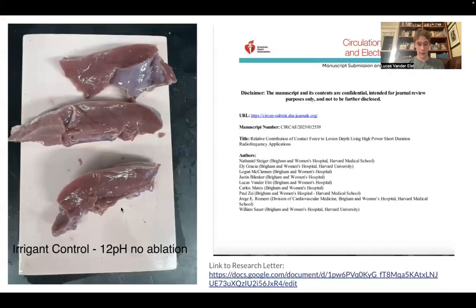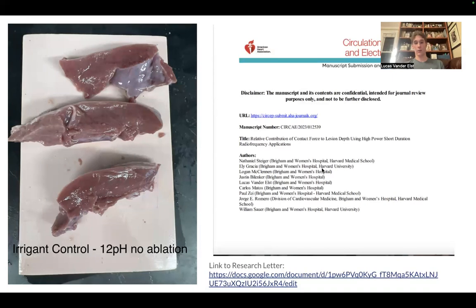So yeah, this is some more work. I did some irrigant control. This is a control you can see. We did this because you have to irrigate the catheter so that it doesn't overheat. So there's water being sprayed through the catheter. And we tested the pH also of the irrigant. And so this is just a control sample. You can see there's no ablations in the heart tissue.